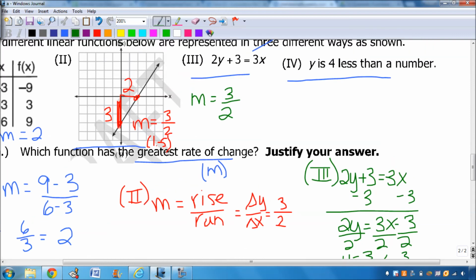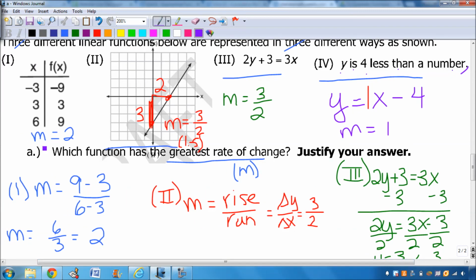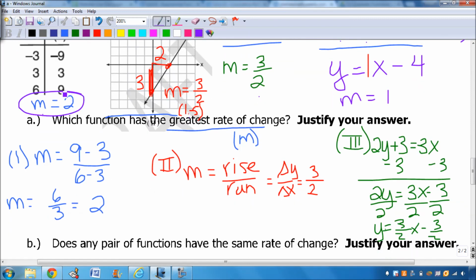And then our fourth representation is in a verbal description. It says y is 4 less than a number, and we'll call that number x. So we'll say y is equal to x minus 4. So here our slope is 1. So then it says which function has the greatest rate of change? Well, which one of these numbers is biggest? 2, 1.5, 1.5, or 1? The answer should be 2. So right here we would say that function number 1 is our final answer.